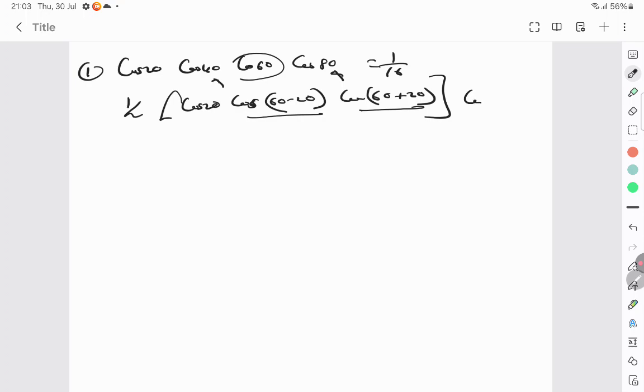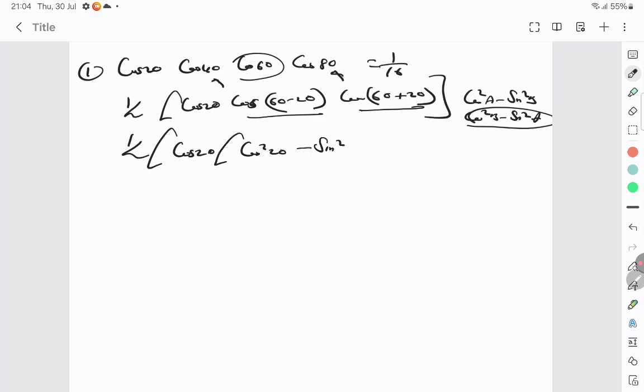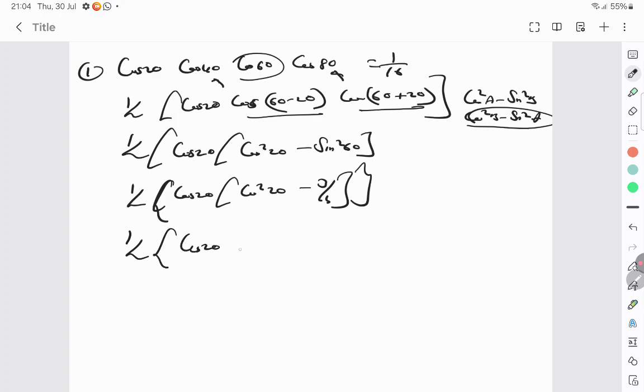But there are two different formulas. One is cos square A minus sin square B, or cos square B minus sin square A. I'm going to use this formula. So it's cos 20 into cos square 20 minus sin square 60. So 1 by 2 into cos 20 into cos square 20 minus 3 by 4. So on taking LCM, I'll get 4 cos square 20 minus 3. This 4 will become an LCM and can come out as 8.